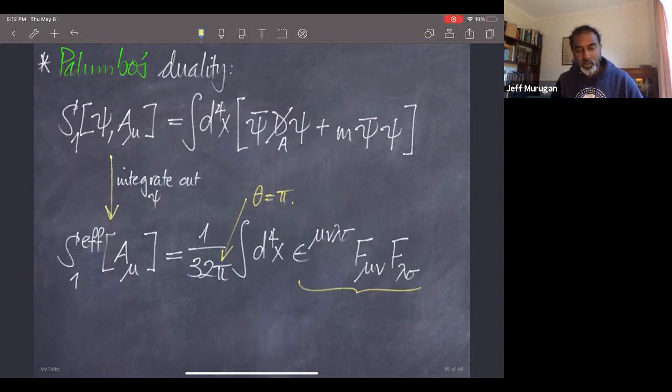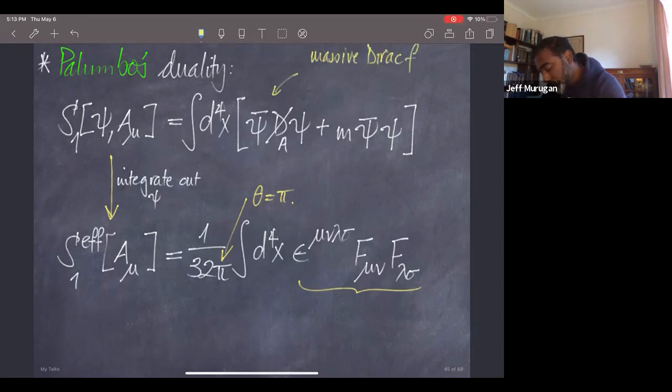But where's the duality in here? So again, Palumbo started off with an action for a massive Dirac fermion coupled to a U1 gauge field. So let's put that in. So this is a massive Dirac fermion plus a U1 gauge field. The U1 gauge field is not dynamical, therefore you don't see any F mu nu terms here. When I integrate out the massive fermion, I get an effective field theory for the A mu's, and that's a topological theory, as we just discussed.